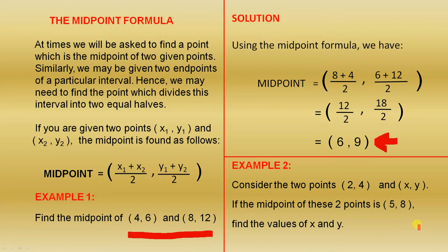Example 2 is a little bit different. Consider the 2 points 2, 4 and x, y. So that point there and that point there, they are the end points. We don't know this end point. If the midpoint of these 2 points is 5, 8, find the values of x and y. So we know the midpoint and we have to find this end point. Let's see how we do it on the next slide.